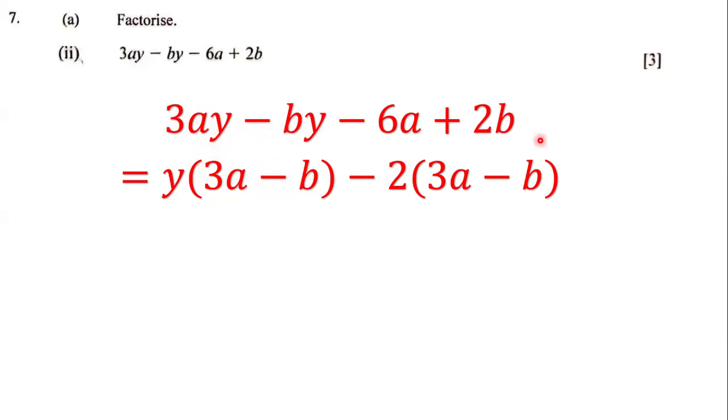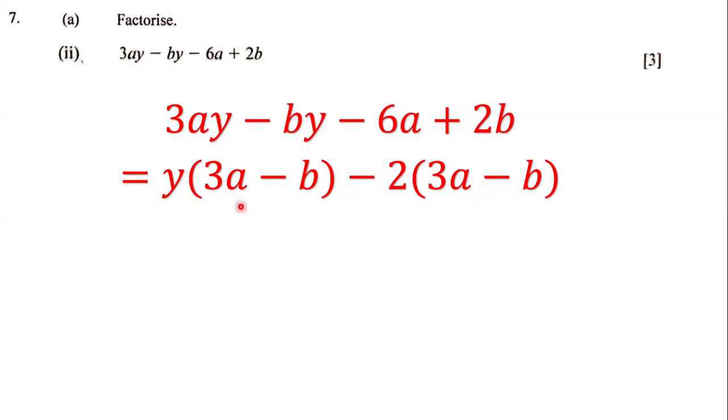Next, we have negative 6a plus 2b. And in this case, we factor out a negative 2 because negative 2 multiplied by 3a gives us negative 6a. And then negative 2 multiplied by negative b is equal to positive 2b because negative times a negative is a positive. And so we factor out a negative 2 in this case, and we are left with 3a minus b.